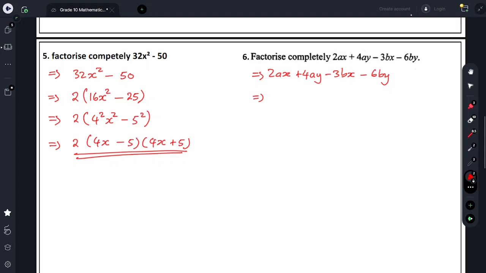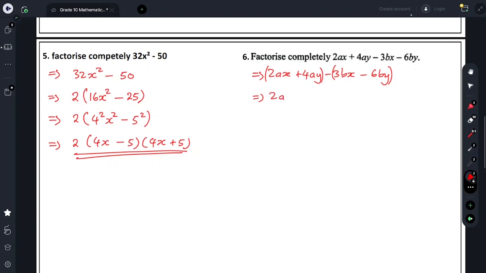Okay, this one we can factorize by grouping. So you can check that we'll group this one like this. Okay, also this one like that. So we'll group them first. Once you group them, we'll check what is common between these two here. So here 2 is common and the a. So here 2 and a.